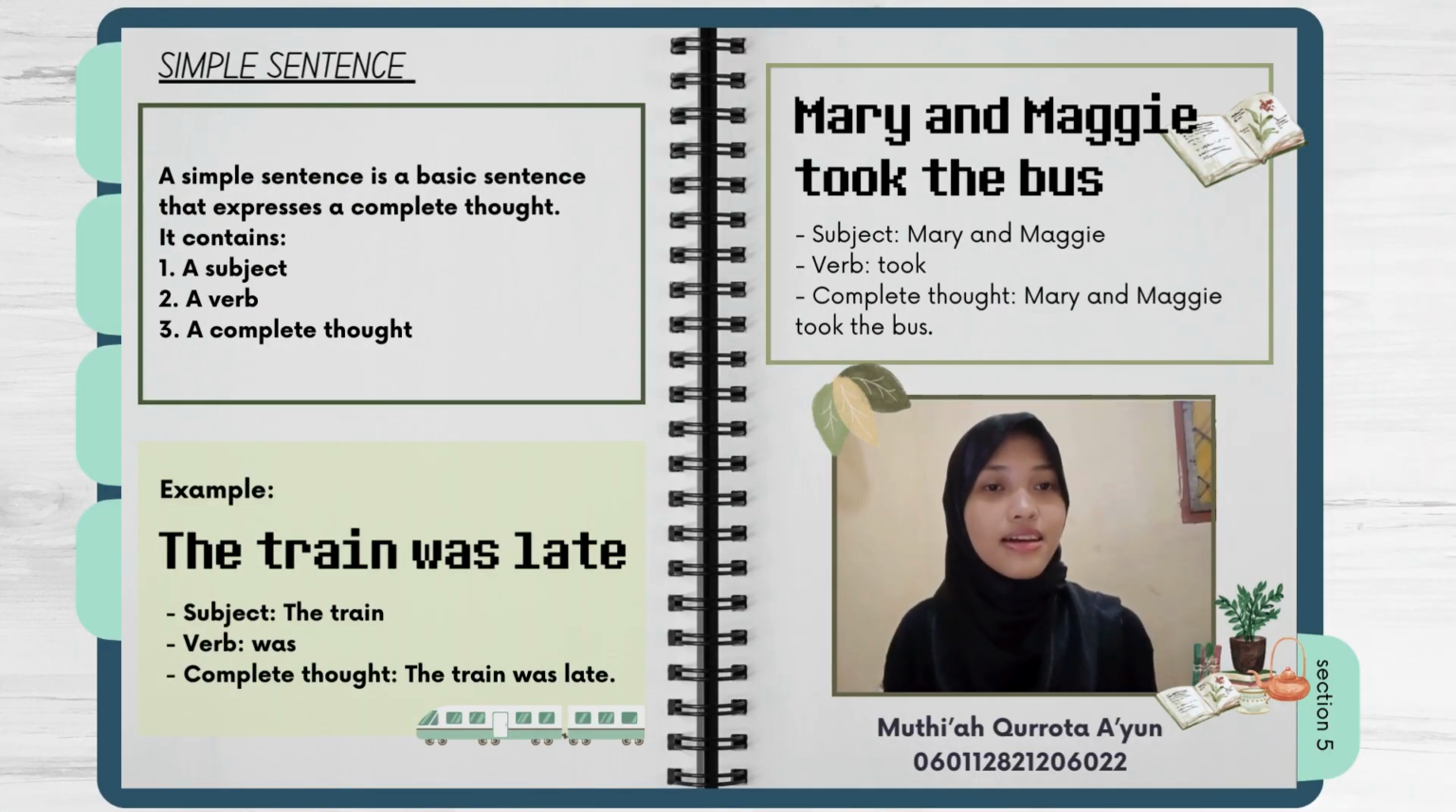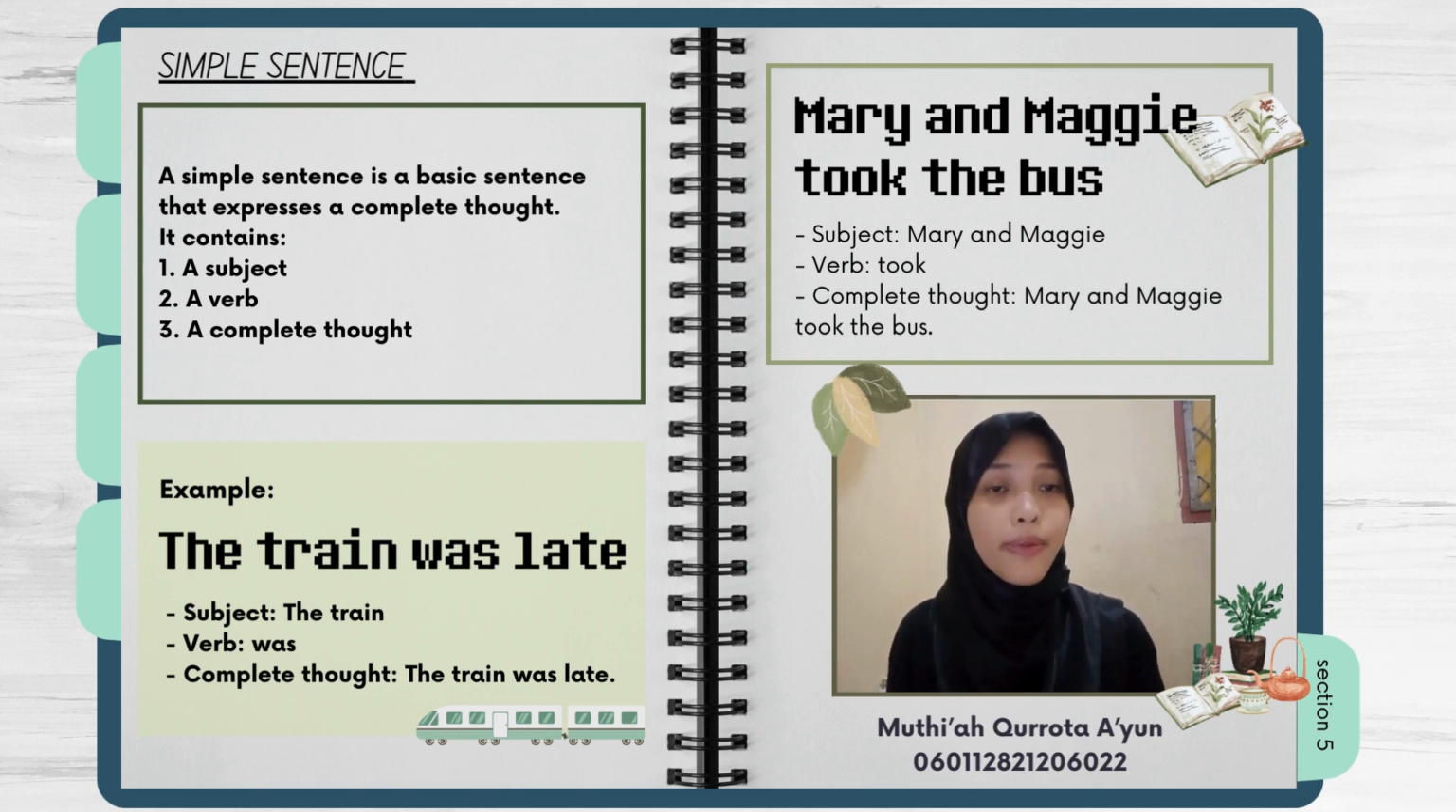Simple sentence. A simple sentence is a basic sentence that expresses a complete thought. It contains a subject, a verb, and a complete thought. For example, the train was late. The train is the subject, was is the verb, and the train was late is the complete thought.